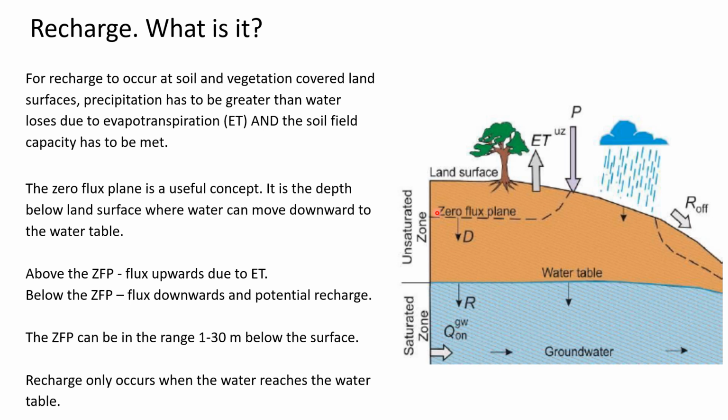And the zero flux plane can be anywhere between 1 and 30 meters below the surface, and recharge only occurs when the water has actually reached the water table. So this is this term here, R. As it's migrating down towards this water table, it's termed potential recharge. It can potentially form recharge.